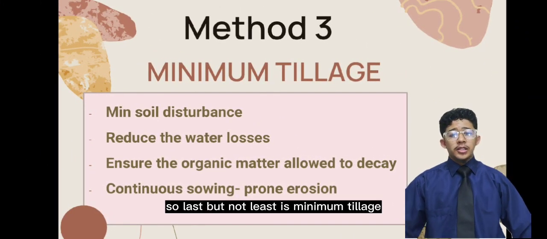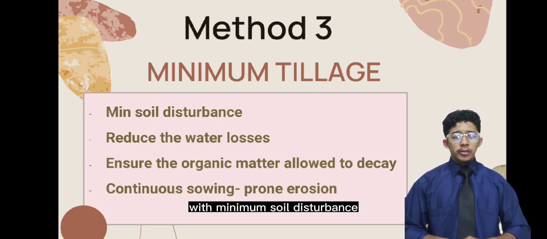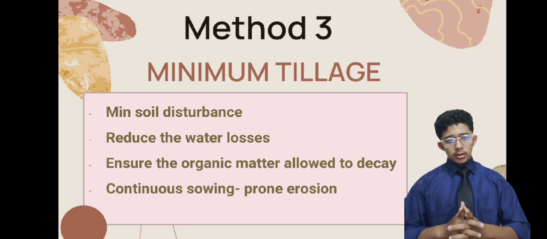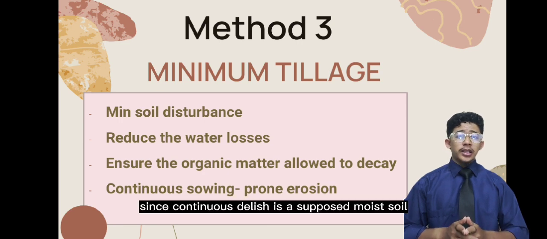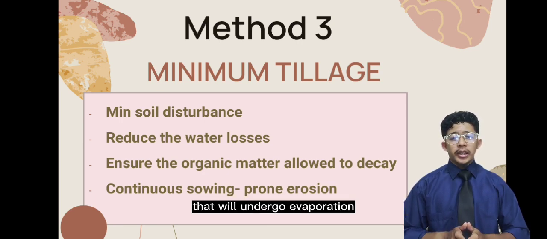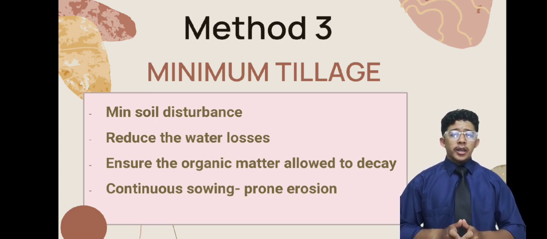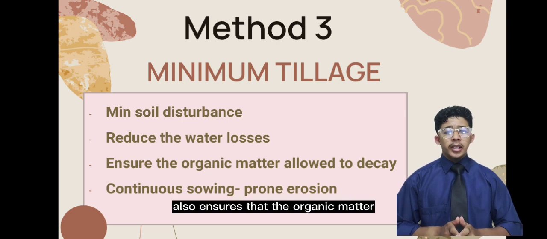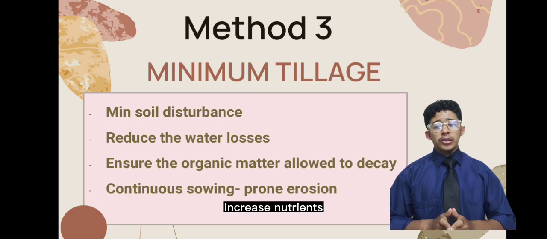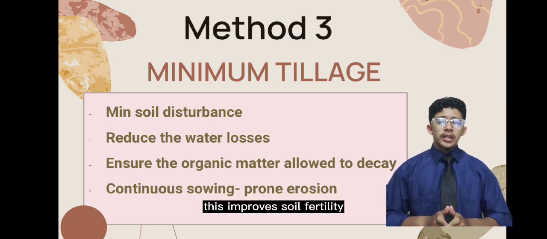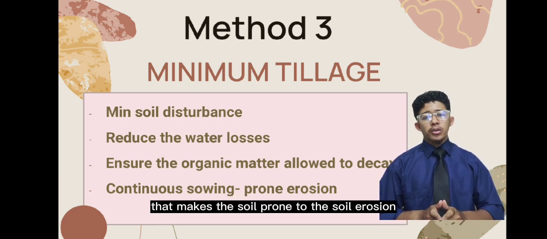So last but not least is minimum tillage. This is the process of planting crops from year to year with minimum soil disturbance. This will increase the amount of water in the soil, since continuous tillage exposes moist soil that will undergo evaporation, thus reducing water amounts in the soil. Minimum tillage also ensures that the organic matter in the soil is allowed to decay and increase nutrients. This improves soil fertility. Continuous tilling of the land weakens the soil structure, which makes the soil prone to soil erosion.